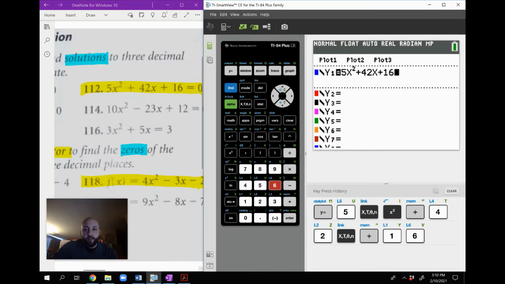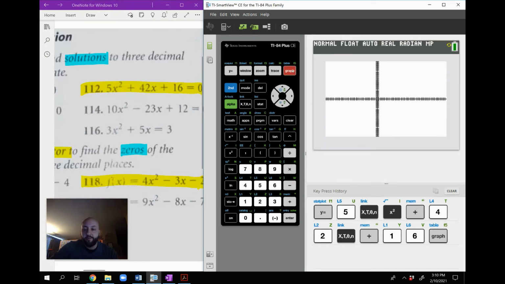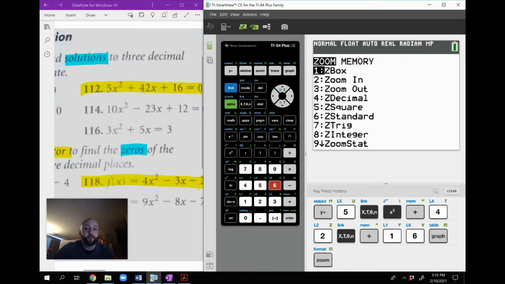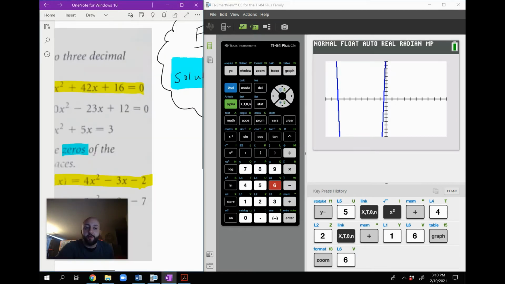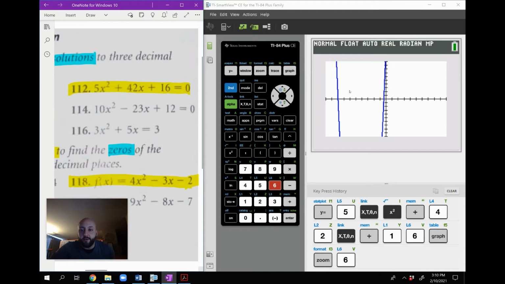Okay, so going to the graph. If you have something that doesn't look like this, or you zoom too far in or too far out, remember you can press zoom and go to 6 for zoom standard. Even though I don't see the entire parabola, I just need the zeros. I just need the x-intercepts because those are the solutions. To find the zeros, you have to do one at a time. Let's say I pick this zero first. It doesn't matter which one you do first.